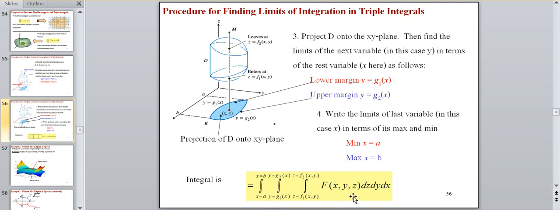Just like double integrals, first we integrate with respect to z. Whatever is left is a function of x and y. Then we integrate with respect to y. Whatever is left will be a function of x. And finally we take the integral with respect to x, and we find the answer. So again, I remind you that we usually set up the integral in this order, dz dy dx. But there are other possibilities. Totally we have 6 possibilities.